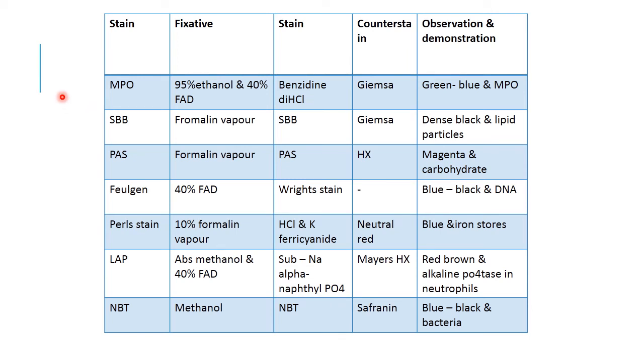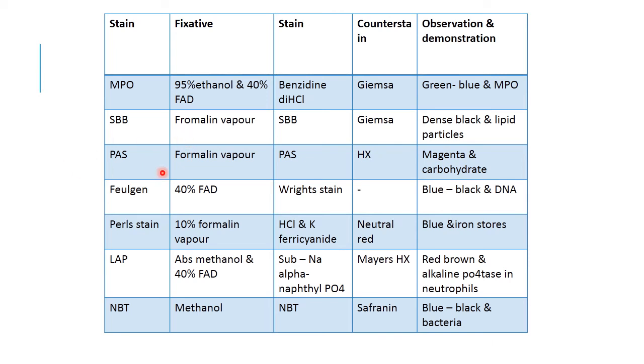Quickly we'll move on. MPO: fixative is 95% ethanol and 40% formaldehyde. Stain is benzidine along with dihydrochloric acid. Counter stain Giemsa, observation green blue color, and you are looking for myeloperoxidase enzyme. Sudan black B: formalin vapor fixative is used. Stain is SBB itself. Counter stain Giemsa once again. Observation dense black granules, and we are going to see the lipid particles, that is the phospholipids.